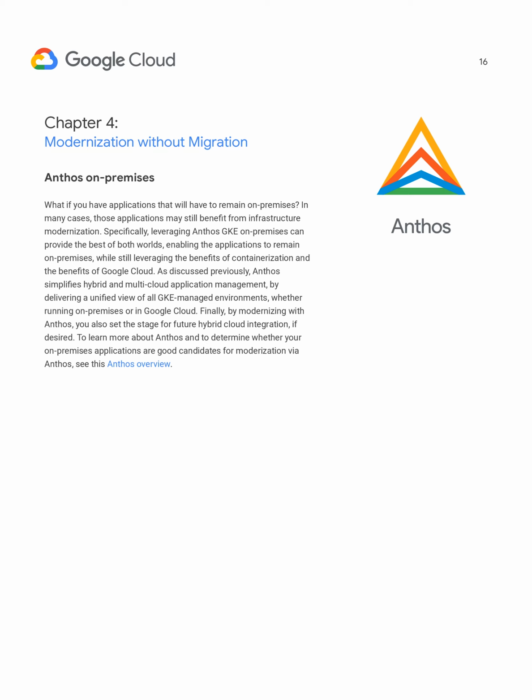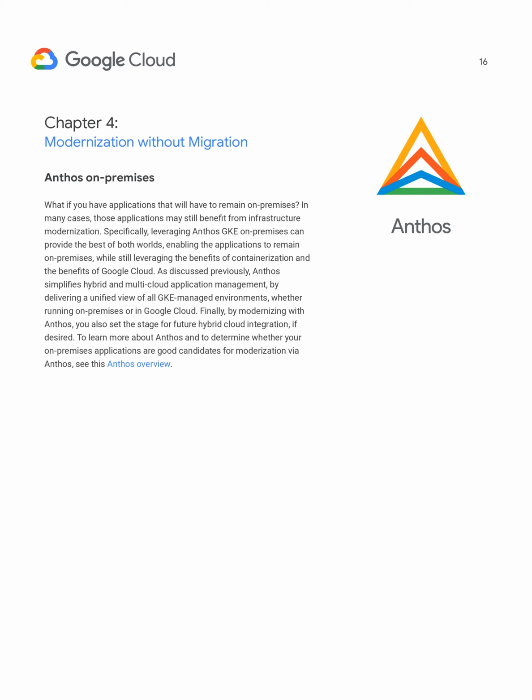Chapter 4, Modernization without migration. Anthos on-premises. What if you have applications that will have to remain on-premises? In many cases, those applications may still benefit from infrastructure modernization. Specifically, leveraging Anthos GKE on-premises can provide the best of both worlds, enabling the applications to remain on-premises, while still leveraging the benefits of containerization and the benefits of Google Cloud.